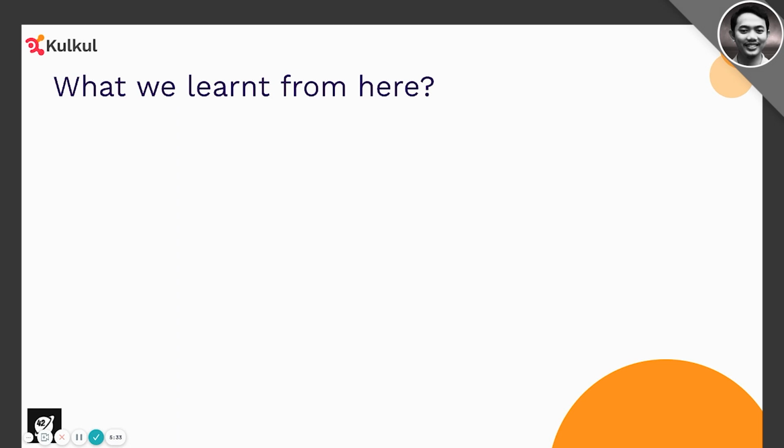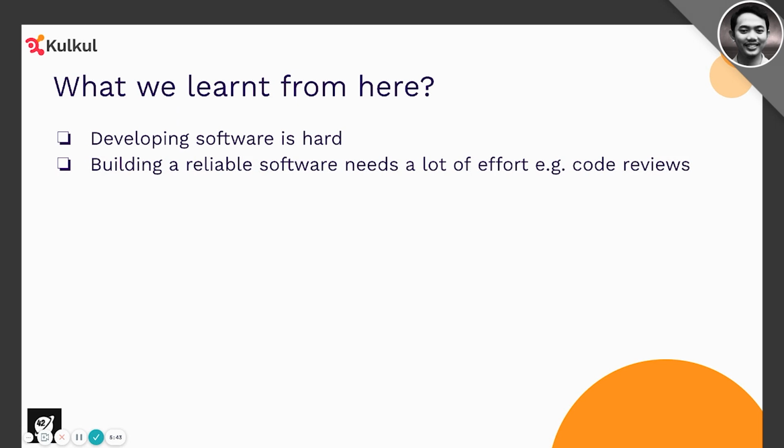What can we learn from here? The thing is, developing software is hard, right? The other problem is building reliable software needs a lot of effort. There is code review, there is unit testing, there is refactoring, and sometimes software just has too much detail in it, right? There are too many details, right?